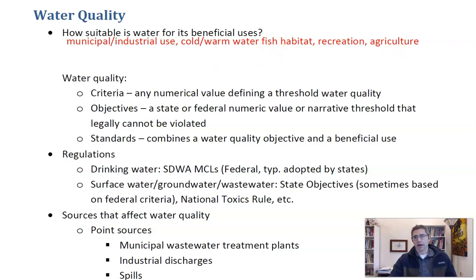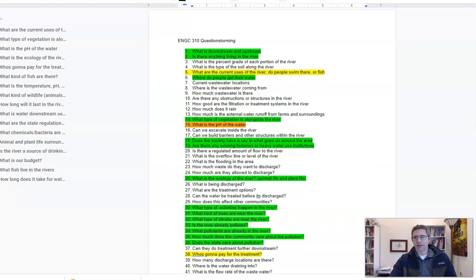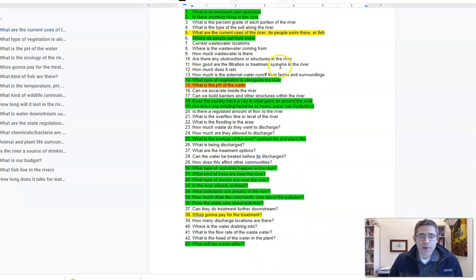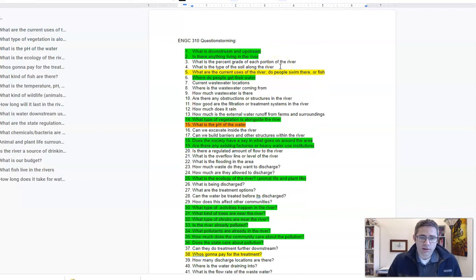meet that? I wanted to remind you, going back to the first day of class when we did this exercise, and we came up with lots of questions regarding the city of Live Oak and their wastewater discharge. And I went through and highlighted just in green all those questions that I thought were specifically related to water quality. So the dominant question, I would say the plurality of the questions that you guys raised had to do with water quality.